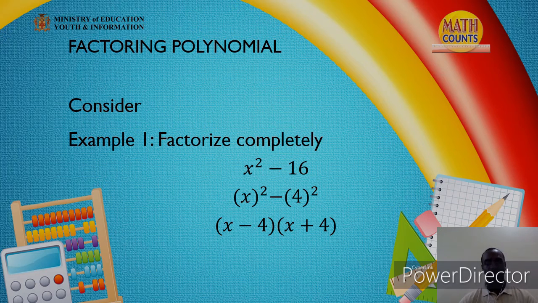Let us review. We say once we have x squared minus 16 or anything like it, we will first write it in terms of difference of two squares. Once we have written it as difference of two squares, we are now going to factorize as the difference of two squares. Let us take a look at another example.